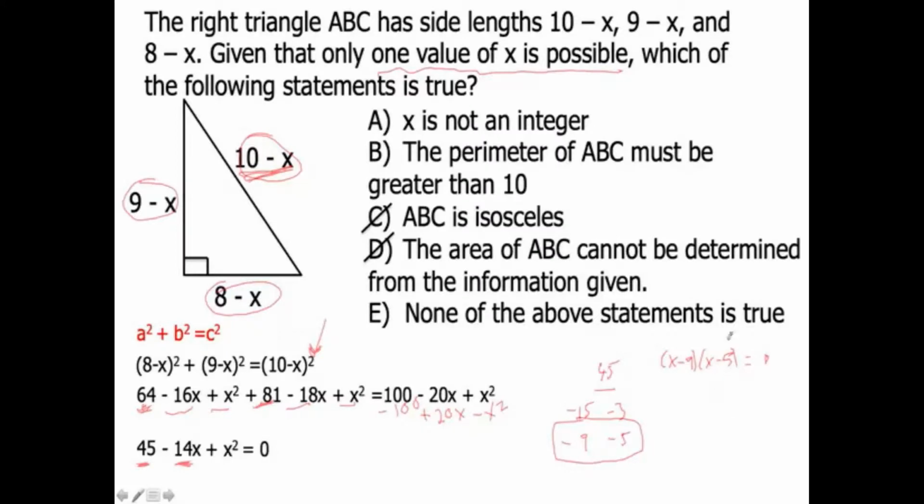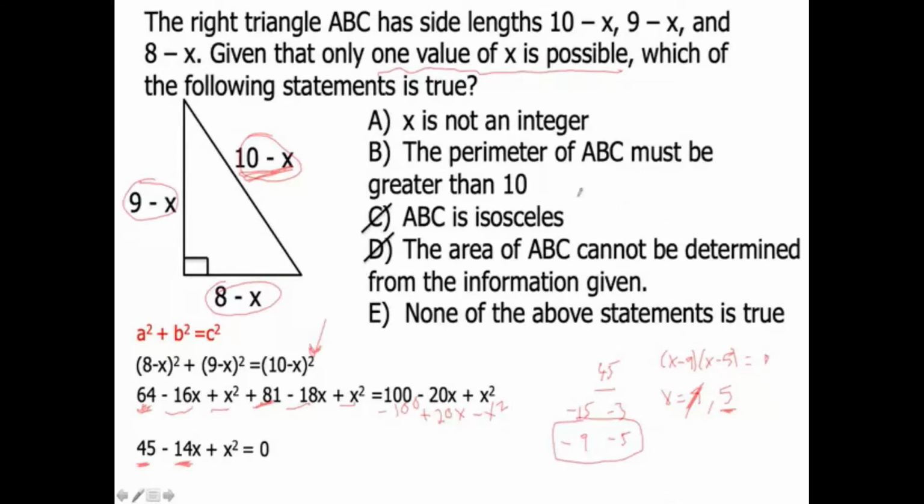And then I solve for x. I just say, okay, well, x has to equal 9 or 5. But wait, the problem told us there's only one possible value of x. One of these values is not possible. And think about that. If x equals 9, let's bring it back to the problem over here, then 10 minus 9 is 1, 9 minus 9 is 0, and 8 minus 9 is negative 1. I can't have a triangle with a leg of negative 1. So 9 as an answer is eliminated, right? So x has to be 5.